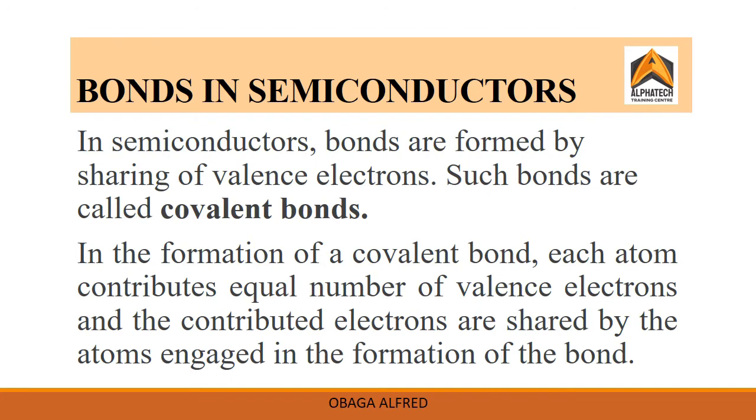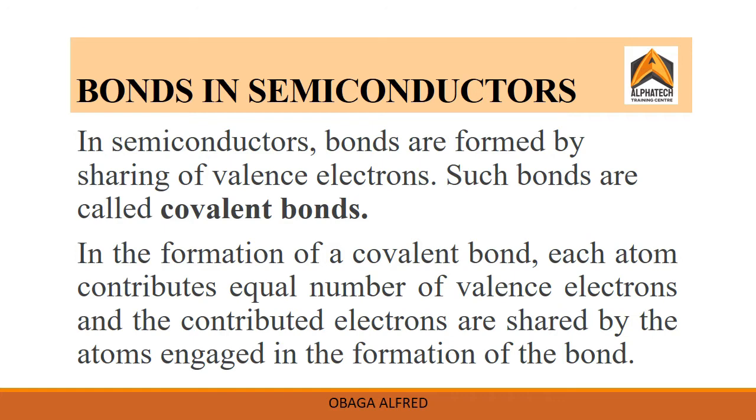For example, if we have atom A and atom B of the same element, each of the atoms will contribute an electron. So we'll have two electrons which are being shared amongst the two atoms, that is atom A and atom B. The two electrons form a bond. That is, the two electrons, which is a pair, form the covalent bond.